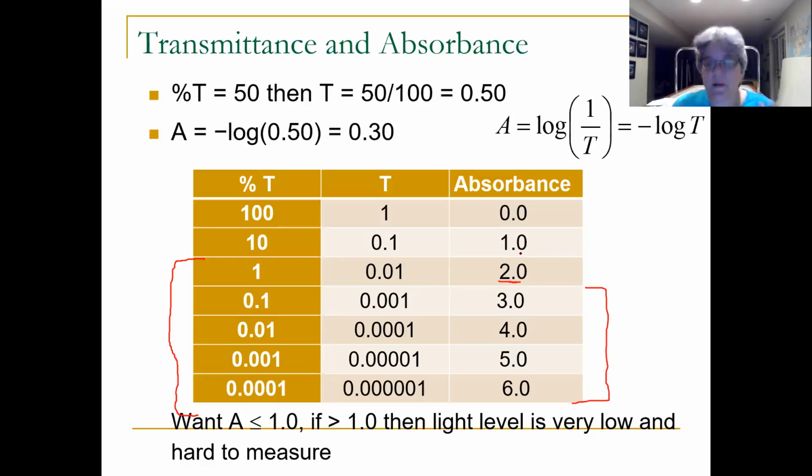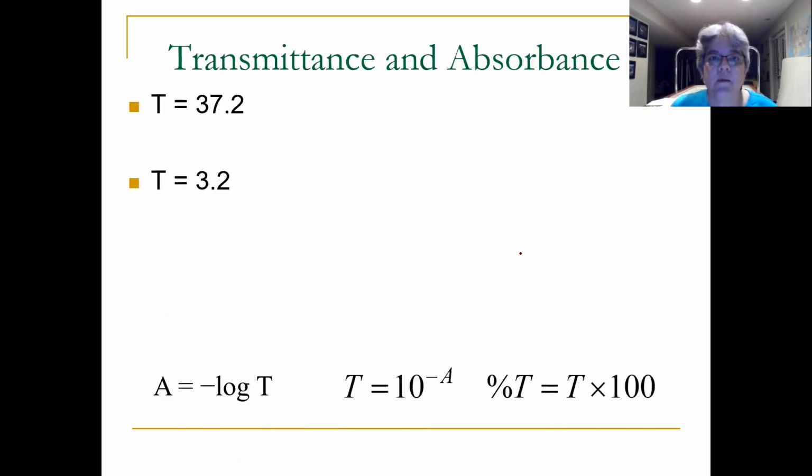So that's a little bit about absorbance and transmittance. Now what we want to do is just practice more. Keep your calculators. We're going to do a lot more practice converting between transmittance and absorbance, and then between absorbance and transmittance. I have these two numbers, transmittance 37.2 and 3.2. The first question is, are these T or percent T? Remember I said T is between 0 and 1. These are bigger than 1, so they are percent T.